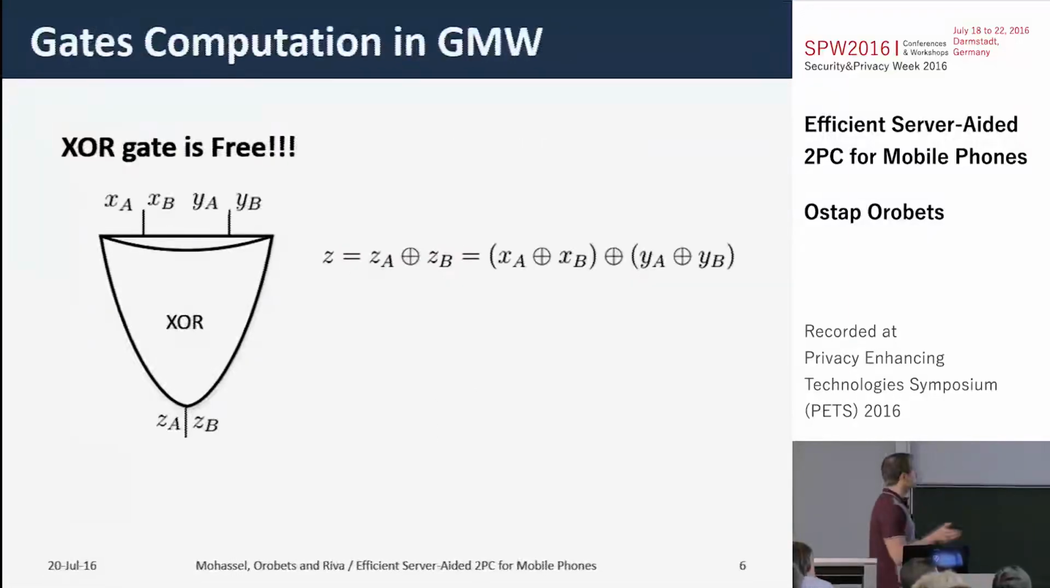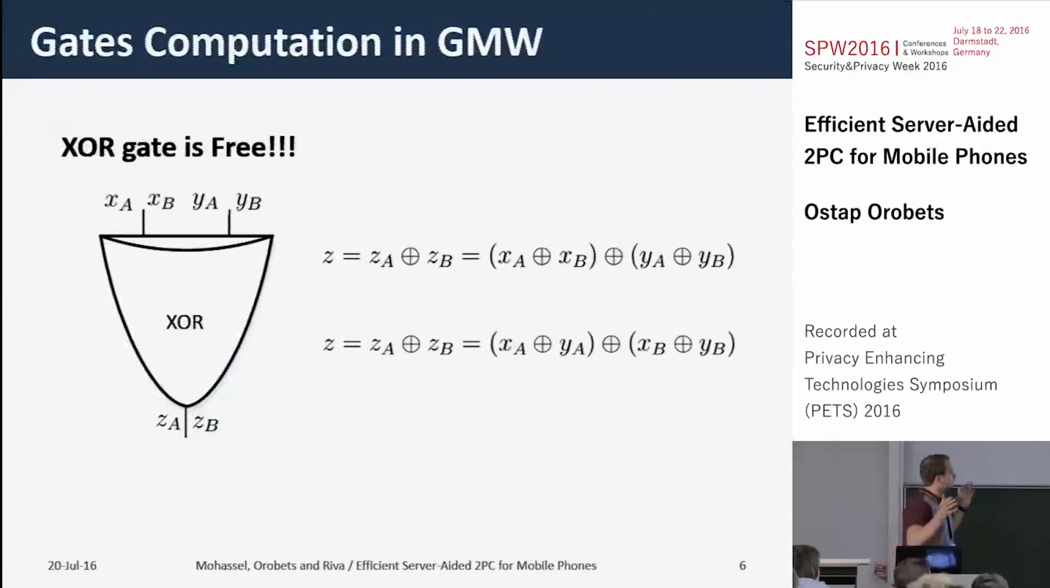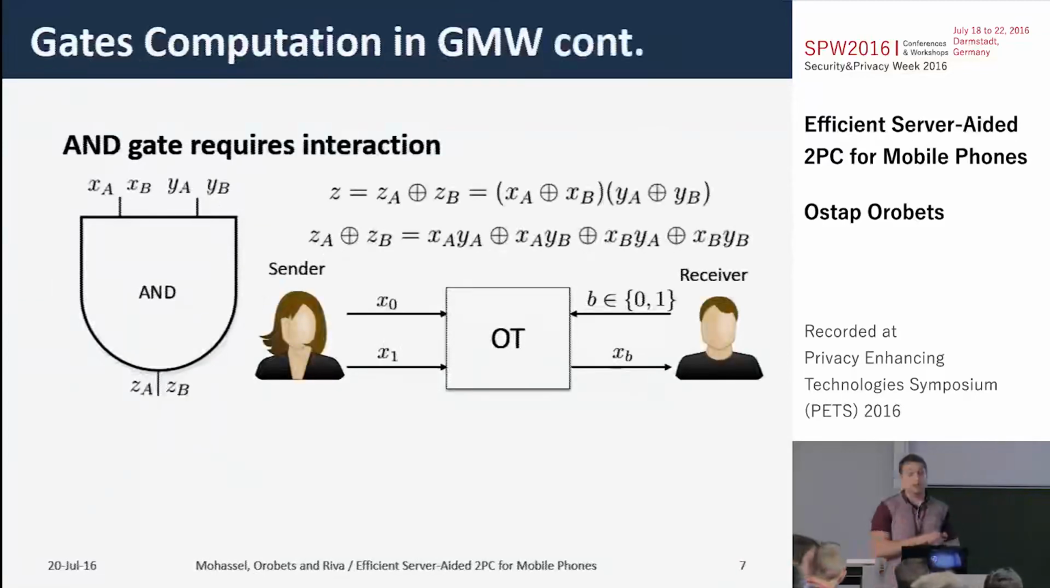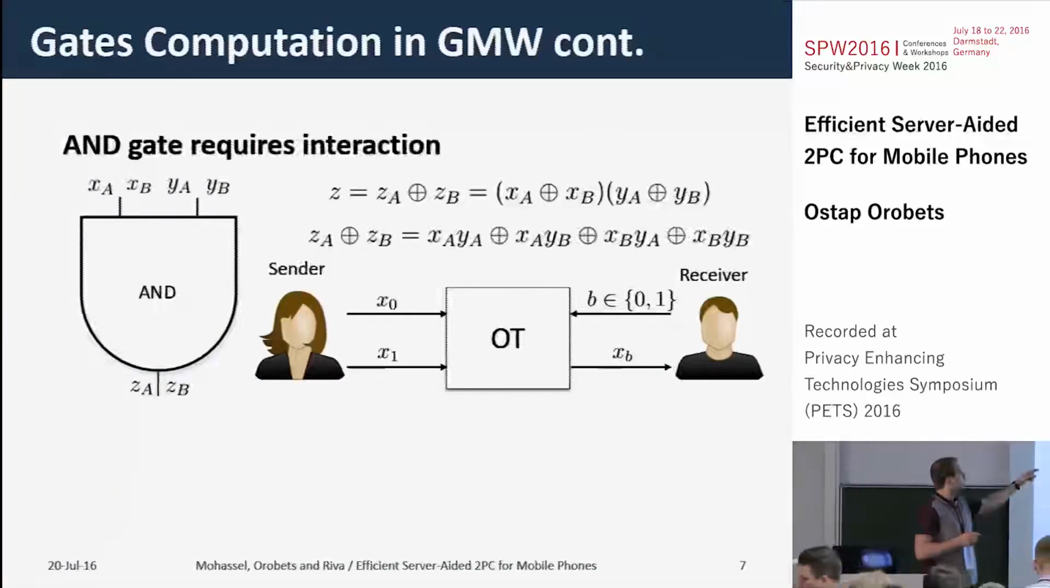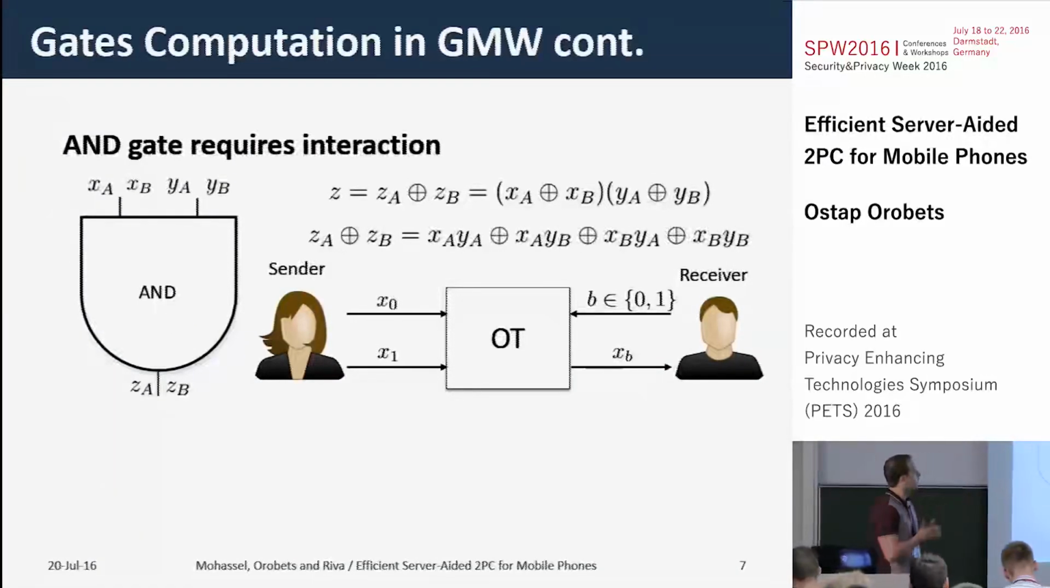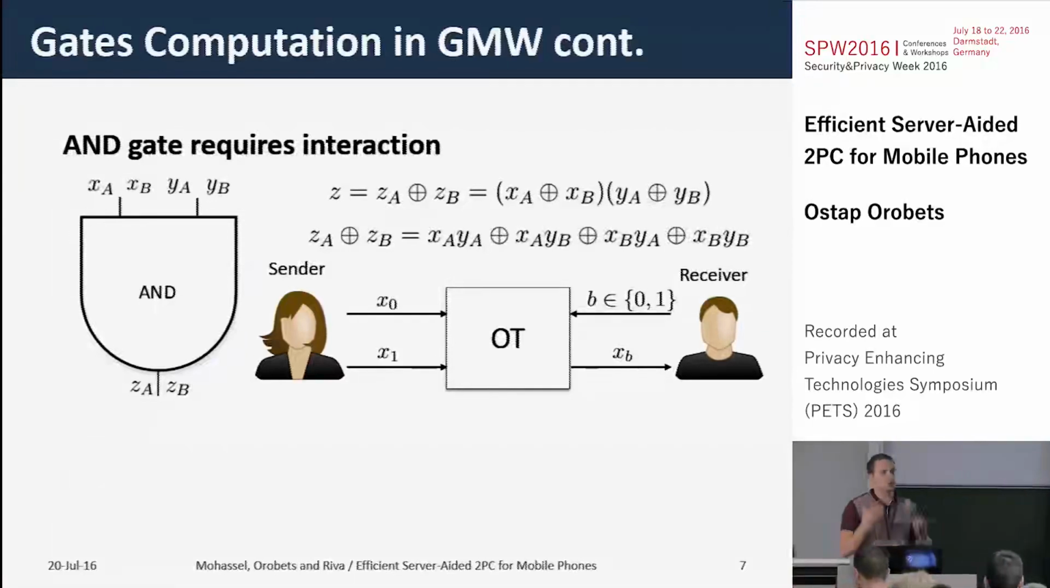The XOR gate is pretty trivial. What do the parties need to do to compute those output shares? They just take their input bits, XOR them, and it's done. The computation is done locally. Everyone has output shares, and we're done. The tricky part is the AND gate. What do we do, especially when we have these cross products x_A y_B and x_B y_A? Typically it's solved by using oblivious transfer.